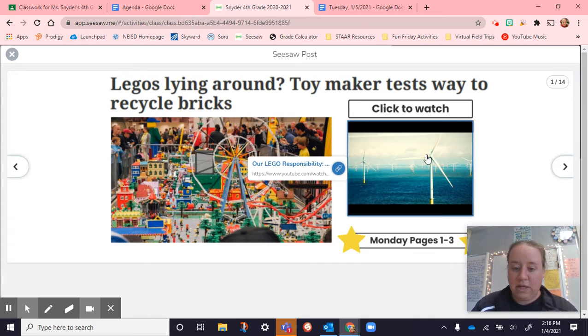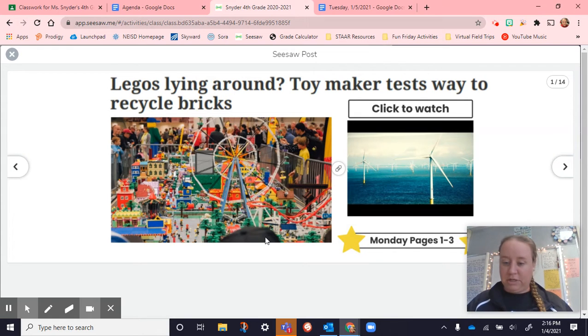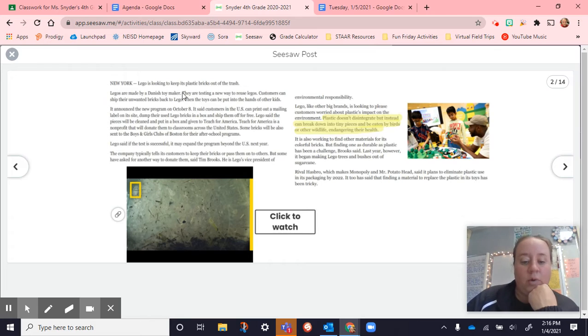So we watched this video here, and this is about how they wanted to balance out, and they actually went above it, and so they're now generating a lot of energy to power homes with these wind farms. So there's a video here to watch about some things that they're doing. And then we read this article about how they want to make sure that the Lego bricks are not just being thrown in the trash.